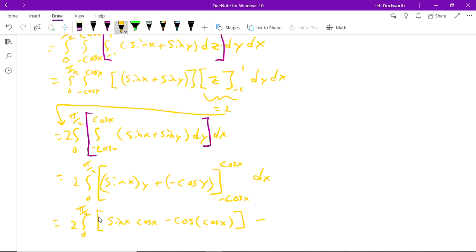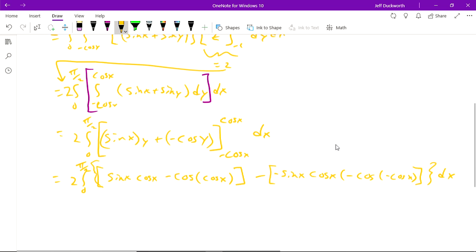And this is going to be subtracting sine x times negative cosine x. I'll put the negative there. And then this is minus cosine of negative cosine of x. That's all dx. So can we clean this up?